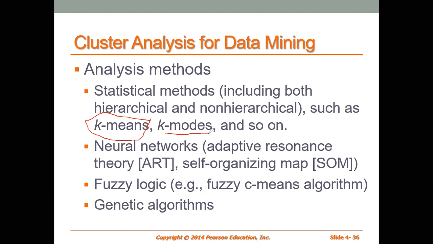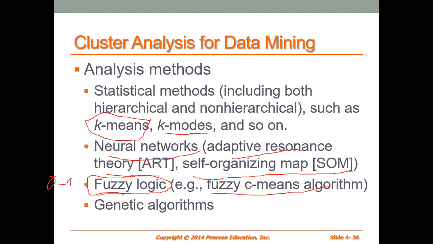It includes both hierarchical and non-hierarchical methods. You can use a neural network as well, such as adaptive resonance theory, ART. You can use the SOM, self-organizing map. Then fuzzy logic, fuzzy C-means. Fuzzy logic is also part of deep learning. Fuzzy logic is not about 0 and 1; it is in between 0 and 1. Logic means that your results are based on points like 0, 0.1, 0.2, 0.3, and there is not a discrete result.